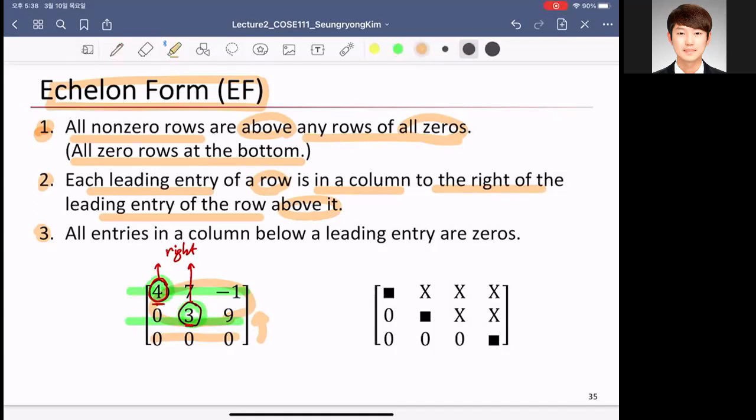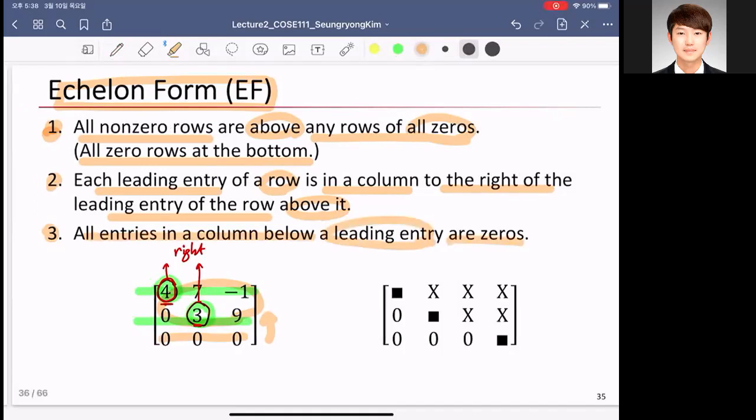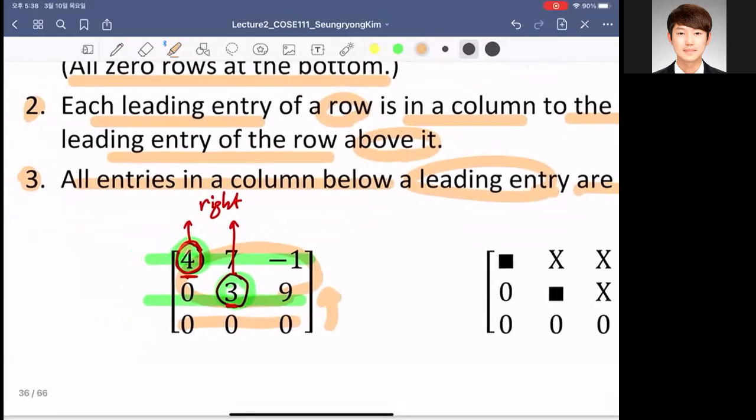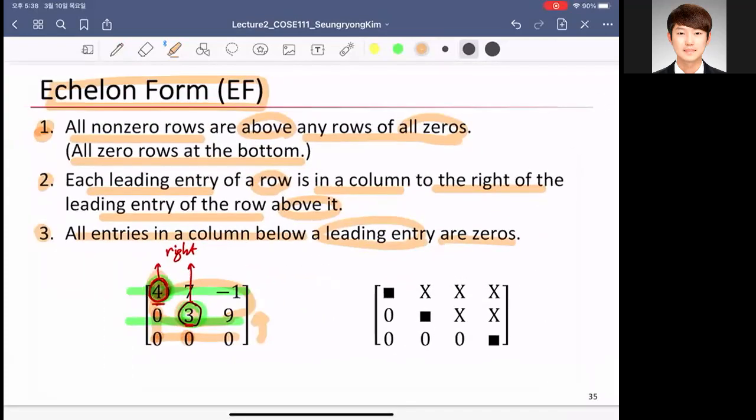Finally, all entries in the column below the leading entry are zeros. So in this case, all entries in the column below the leading entry here should be 0, 0, 0, 0, because this is the leading entry, right? If a matrix satisfies these three statements, we call this the echelon form.